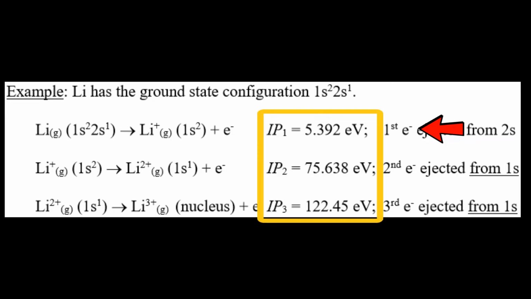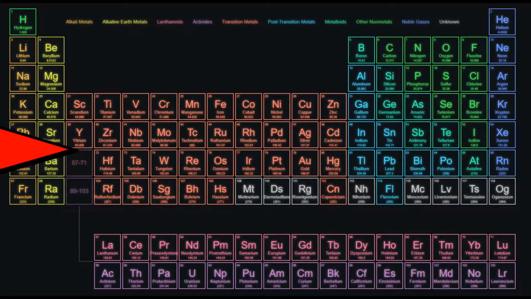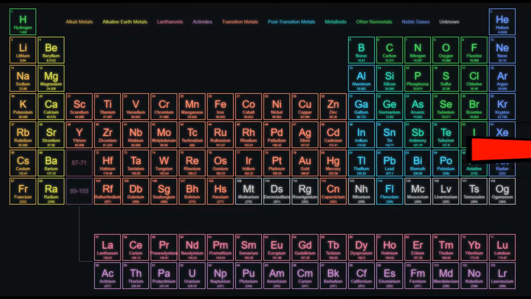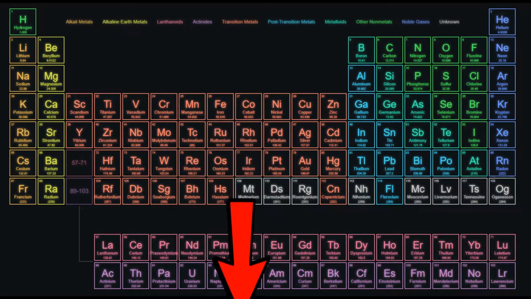As you keep removing electrons from the atom, the ionization potential will increase for each of the following electrons on the same atom. The general trend is that as you move across the periods, the ionization potential will increase, and as you move down the groups, the ionization potential will decrease. However, there are some exceptions.